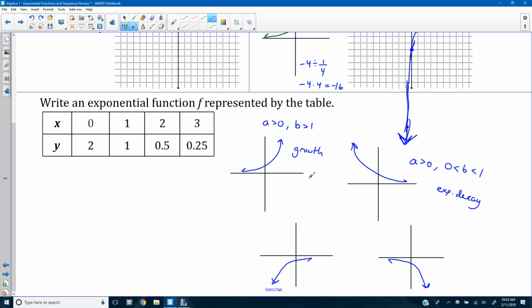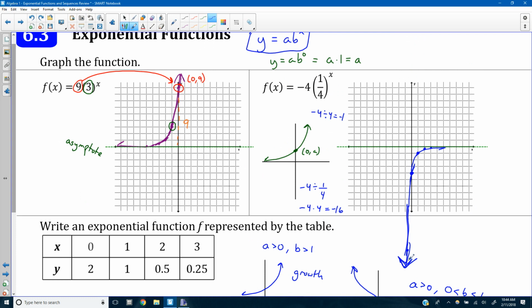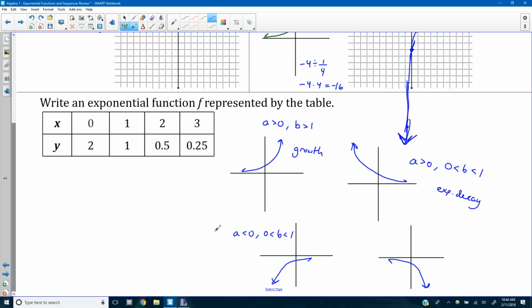This one's a lot like this problem right here. I had a negative A value, but a B value between 0 and 1. Because here I started at something largely negative, and I shrunk the negative value. I got closer to 0. -1, -1/4, -1/16. I am decaying in the negative direction. This is still called decay. It's negative exponential decay. That should say decay.